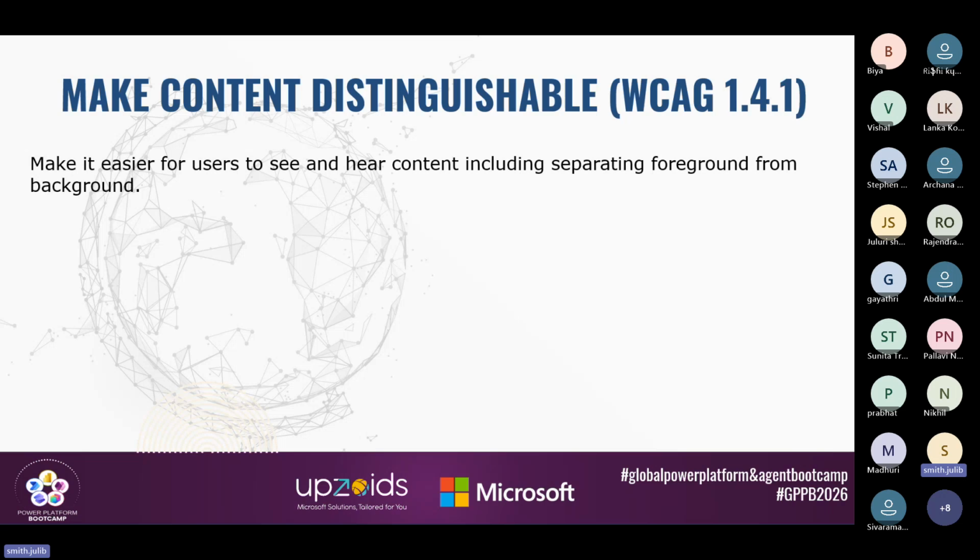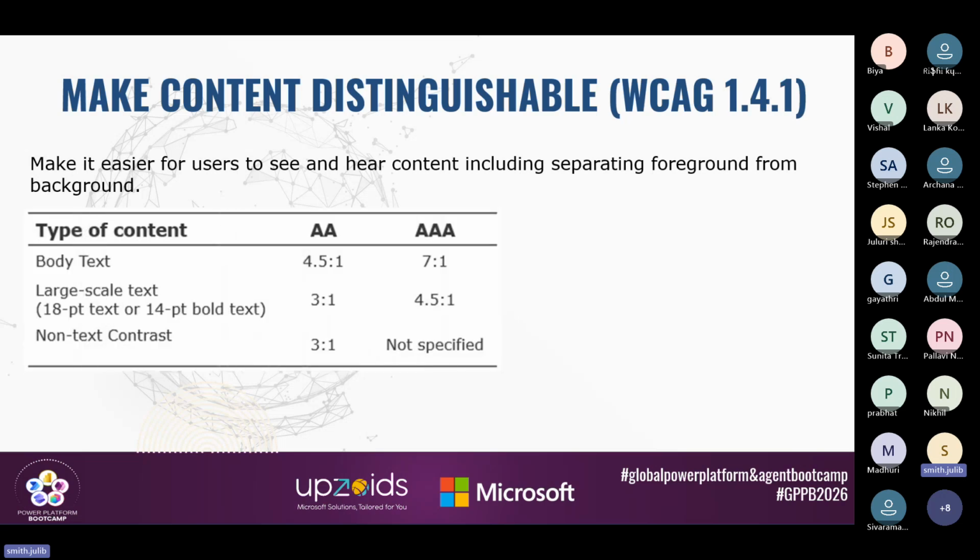next WCAG criteria, which is making content distinguishable. And the wording from WCAG means that we have to make it easier for users to see and hear content, including separating foreground from background. So foreground in our interface is everything that sits on top of our background. Now, there are some thresholds in terms of color contrast ratio. I have here only AA and AAA.